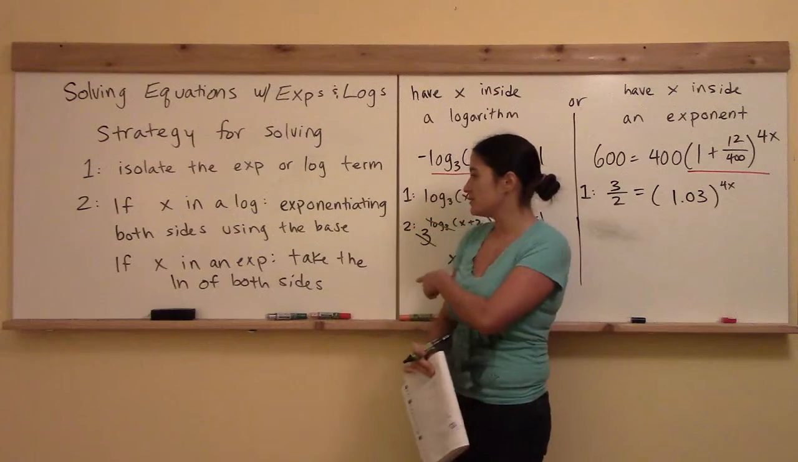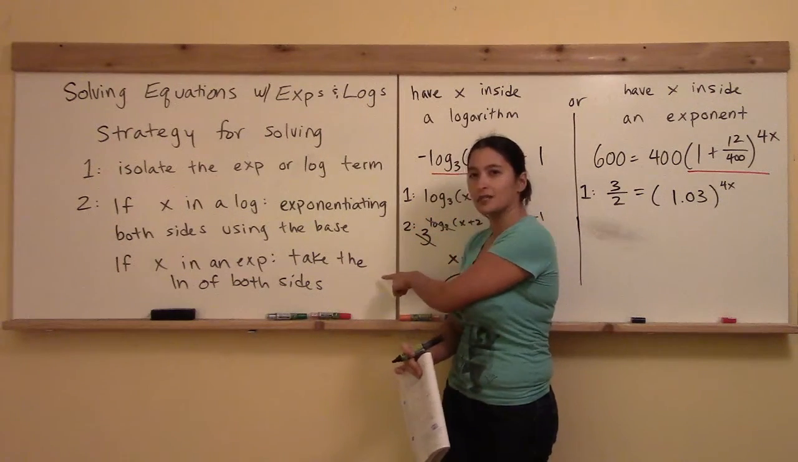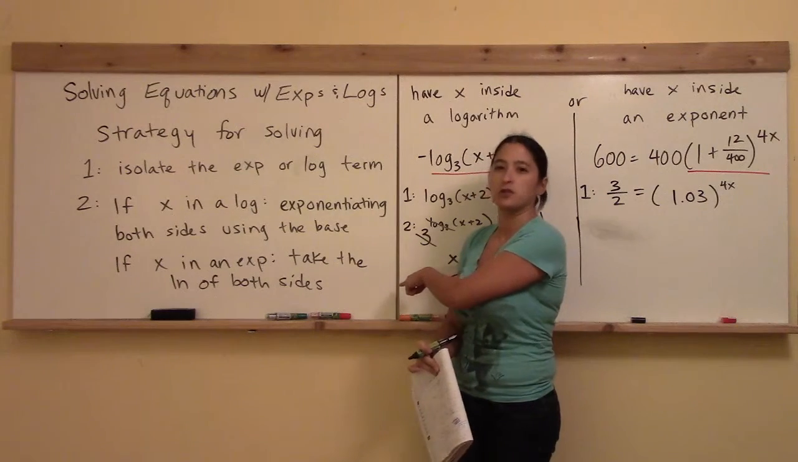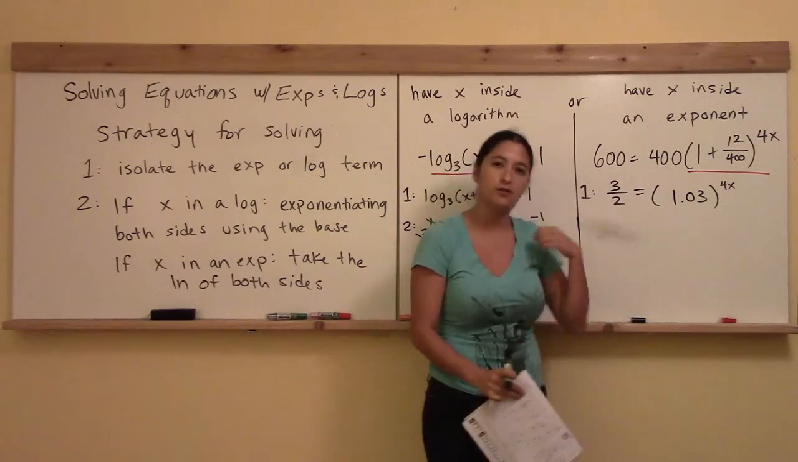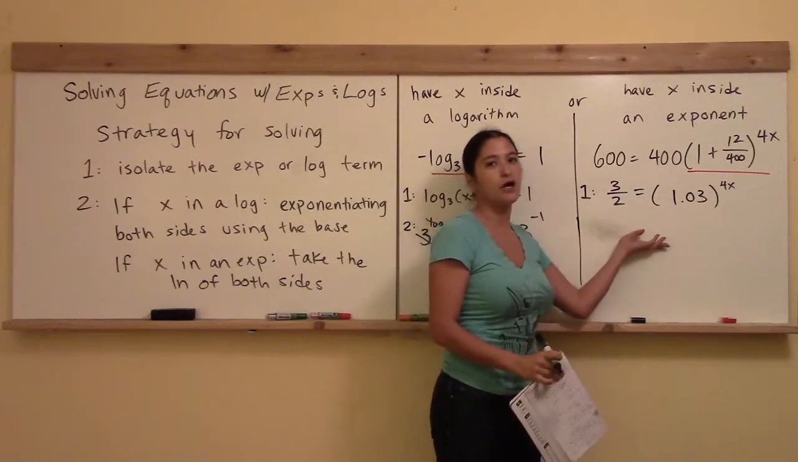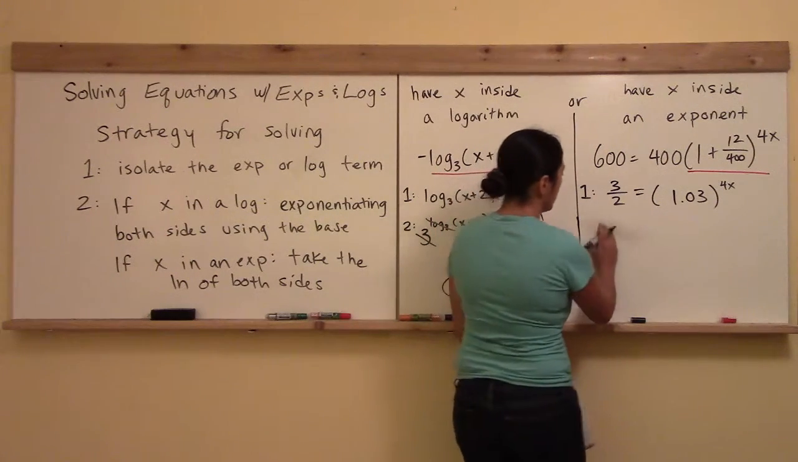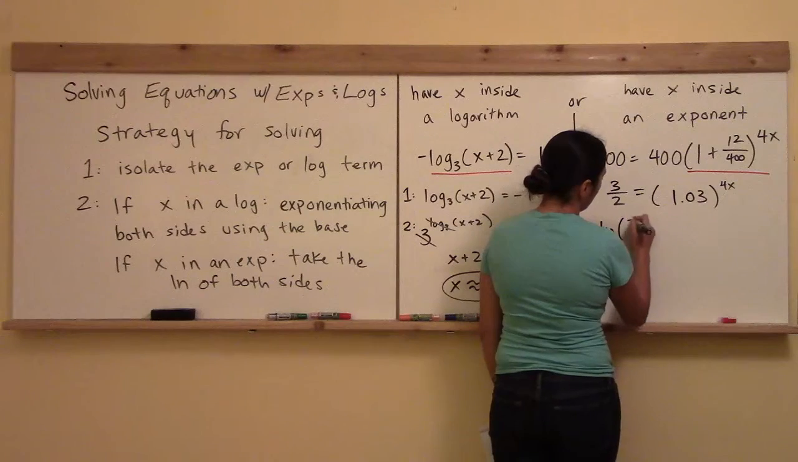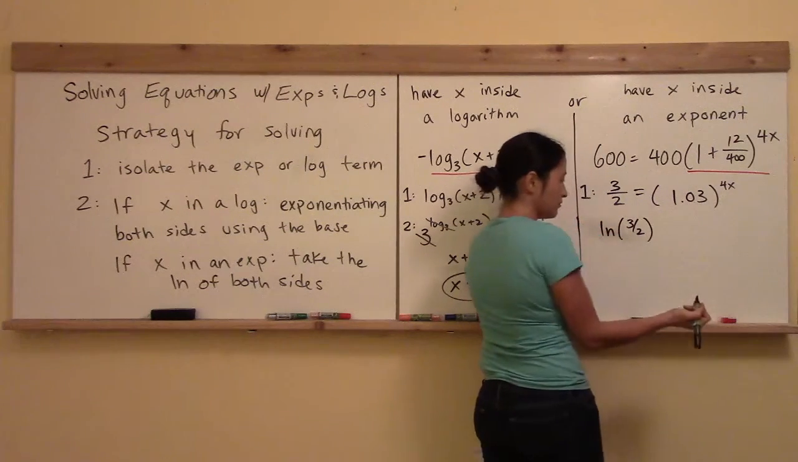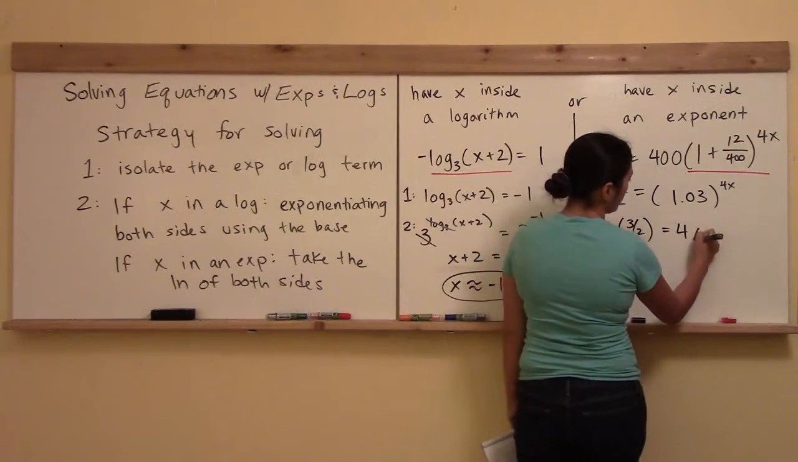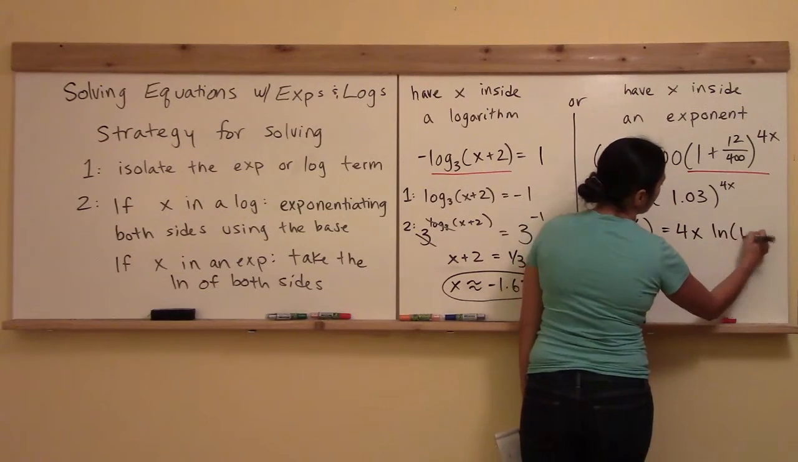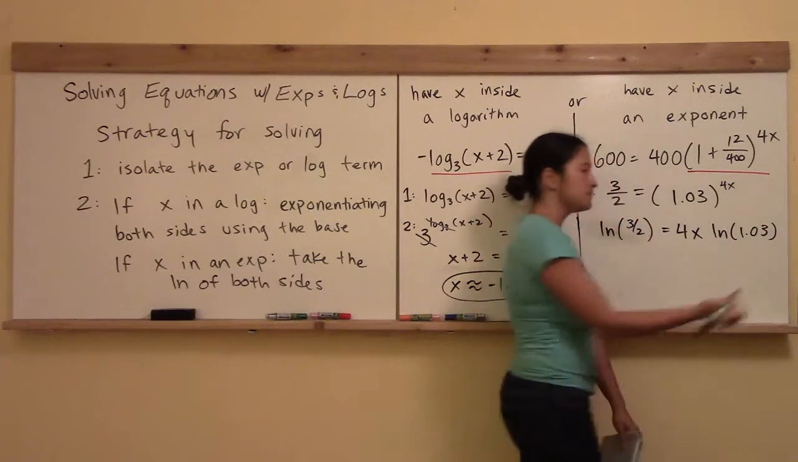And then over here it says if it's locked inside an exponent, then you need to take the natural log of both sides. In case you're wondering, you could also take the log base 1.03 of both sides if you want. But I'm just going to work with the natural log. Okay, so then on this side, natural log of 3 over 2. And on this side, we get 4x times the natural log of 1.03.